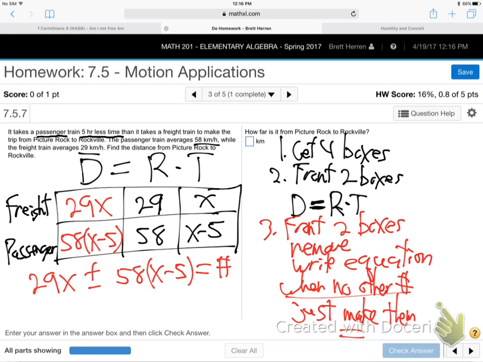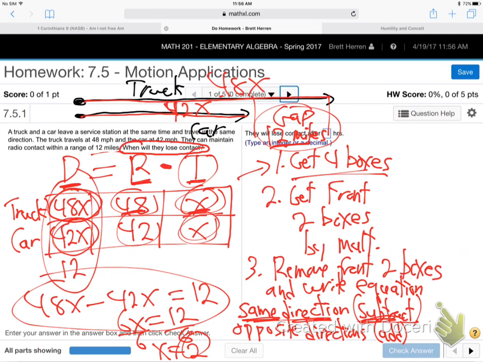When there's no other number, am I making sense? Let me go back. Remember the first problem with the truck and the car, right? There was that 12 that was nowhere in my table, that I had not used in my table. So that's what they equaled, right? They subtracted, because they were same direction, to equal the 12. Remember that? So if there's some other number that you haven't used yet, then that's what they're going to add or subtract to equal.